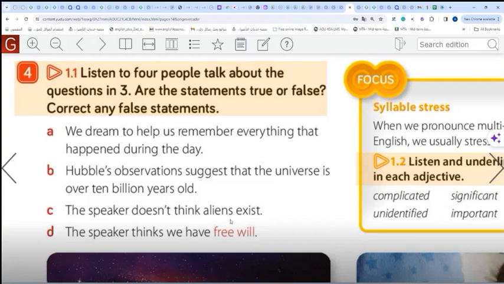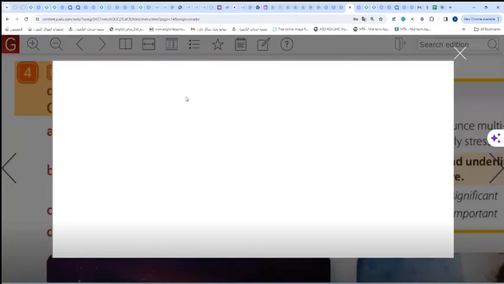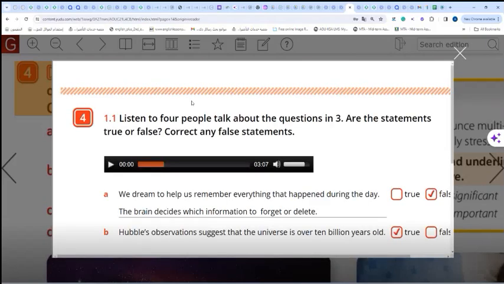Now, dear student, let's listen to 4 people talk about the questions in exercise 3, and decide, are the statements true or false? Then correct any false statement. Are you ready? Yes, teacher. So let's listen to the first person.